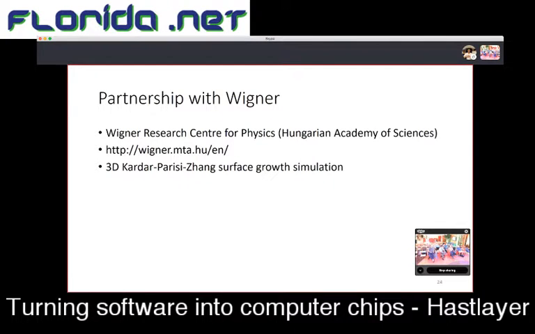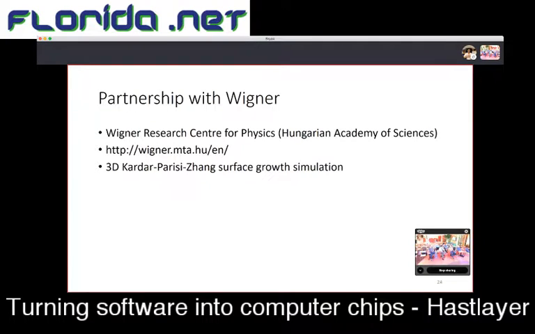And the Large Hadron Collider's data is actually fed to two data centers, and one of those data centers is at Wigner too. And what we are doing with them is that we are checking how Hastlayer can potentially accelerate scientific computations, because obviously scientists have a lot of numbers to crunch. So tools like Hastlayer may be useful there.